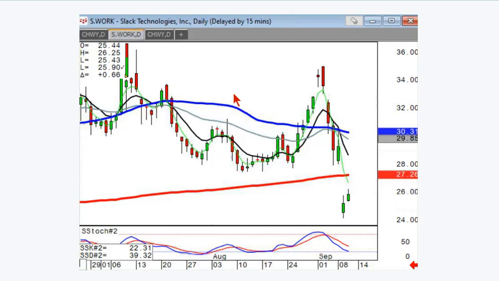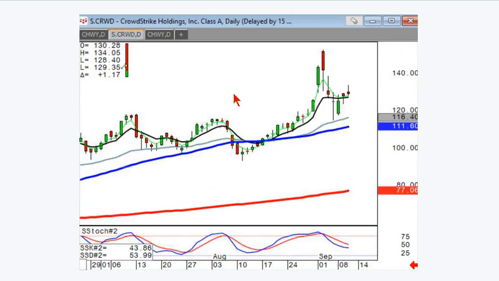Probably if I was short, I'd think about starting to cover the short, but I wouldn't be going long. CrowdStrike, that one you can get ready to go long if it opens positive tomorrow, because of your doji bullish confirmation, now you're back up. You can see you're back up above the T line.